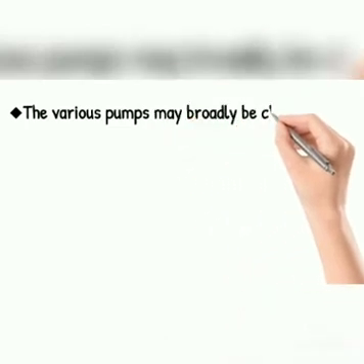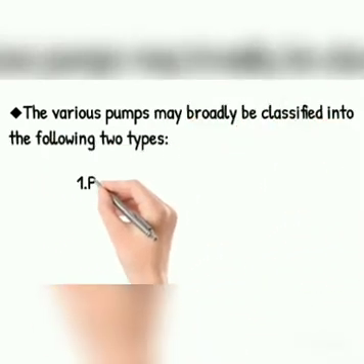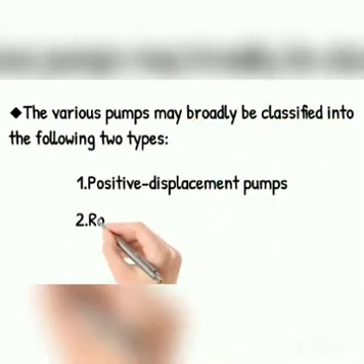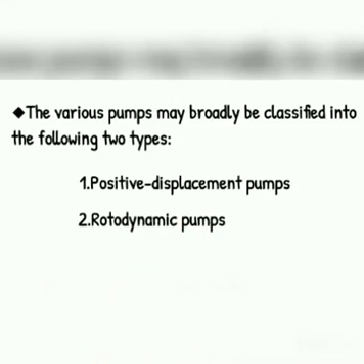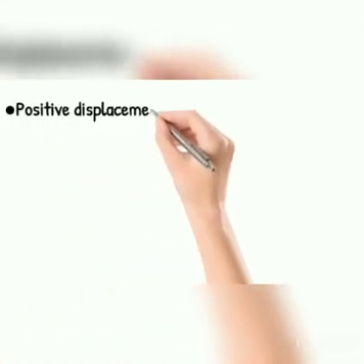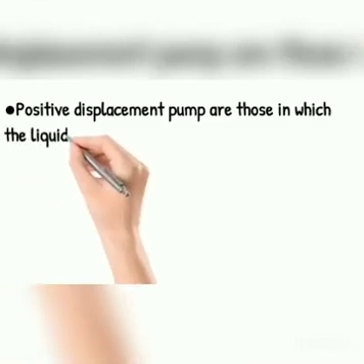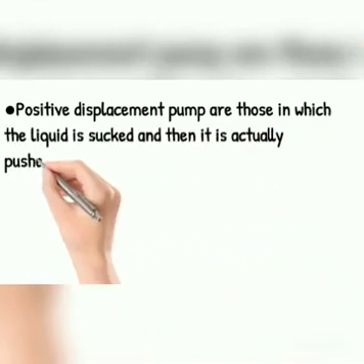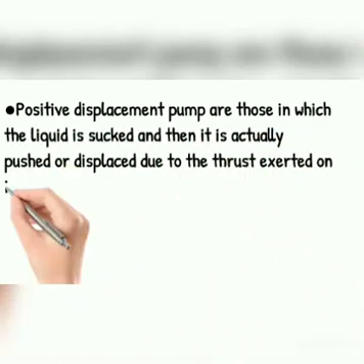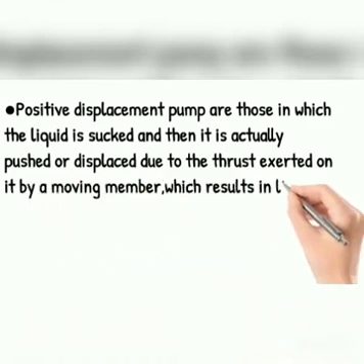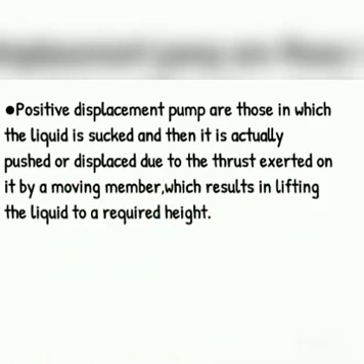The various pumps may be broadly classified into following two types: positive displacement pumps and rotodynamic pumps. Positive displacement pumps are those in which the liquid is sucked and then it is actually pushed or displaced due to the thrust exerted on it by a moving member, which results in lifting of the liquid to a required height.